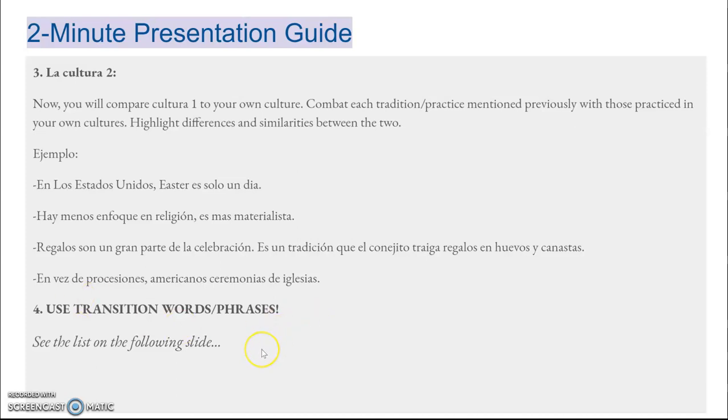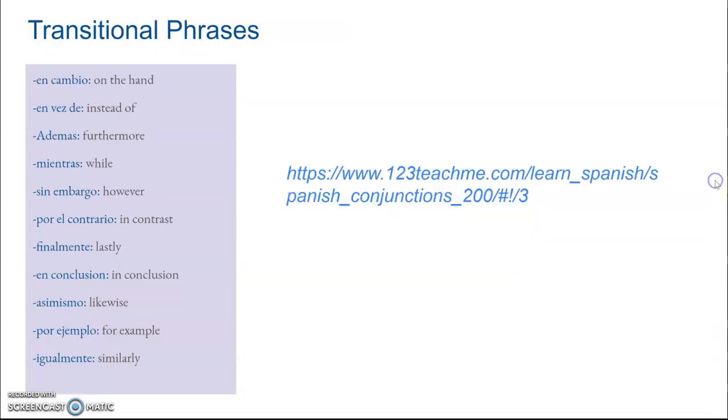That is very important. In this presentation, it's really important that you use transition words and phrases. So on the following slide, I created a small list of some of my favorites, and then I provided a link to a more detailed list. That is one of the points of this lesson module, to be able to incorporate transitional phrases, and it makes your presentation flow a lot better, and you will learn to talk more like a native Spanish speaker.